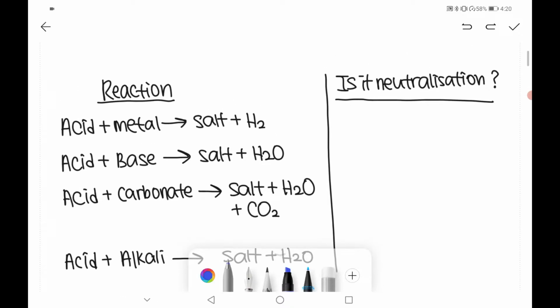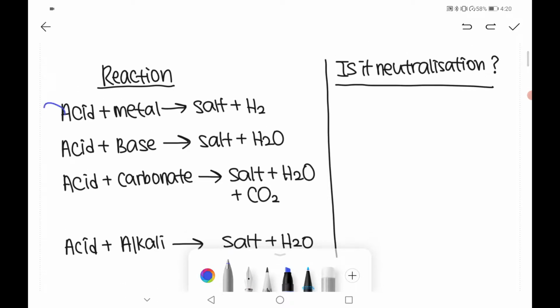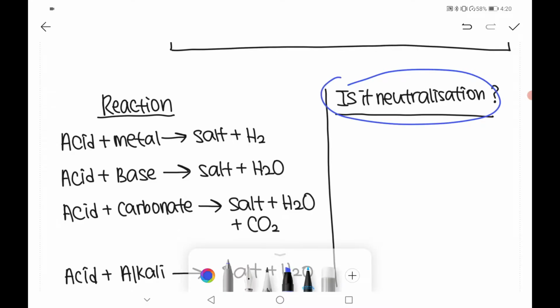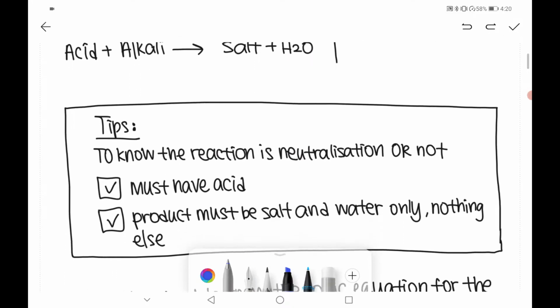Now we need to decide for these 4 chemical reactions: is it a neutralization reaction? How do we know whether the reaction is neutralization or not? Let me give you a tip.